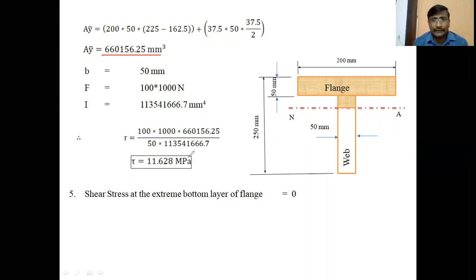And B is the breadth of the layer which is considered at the neutral axis, which is 50.